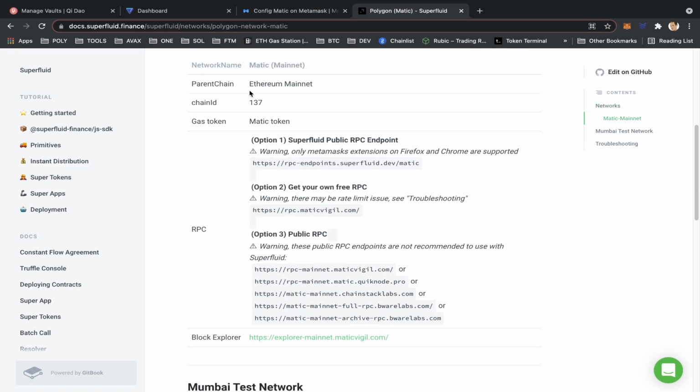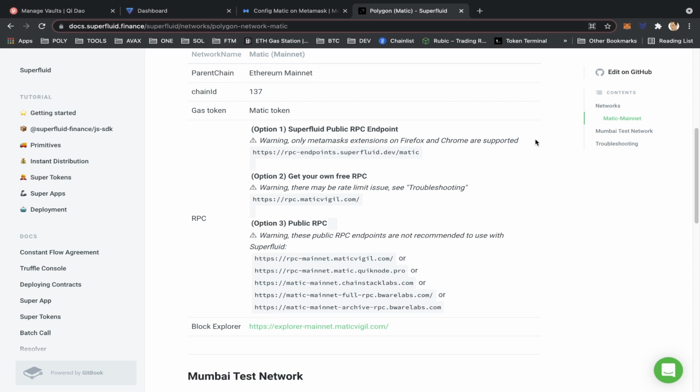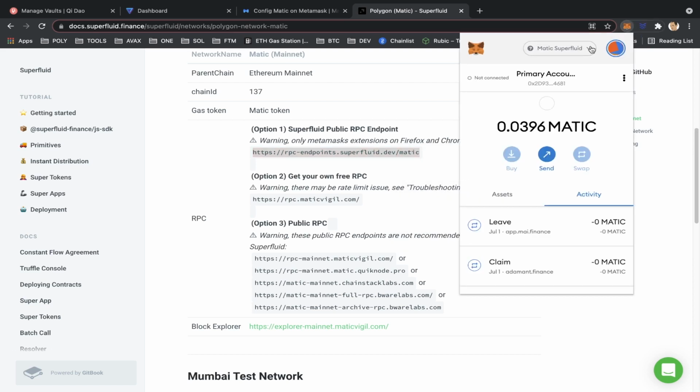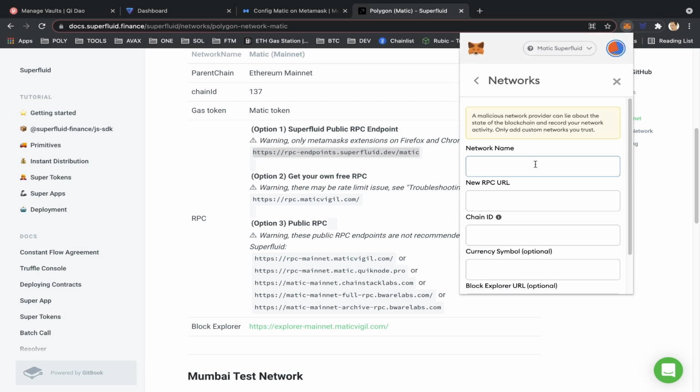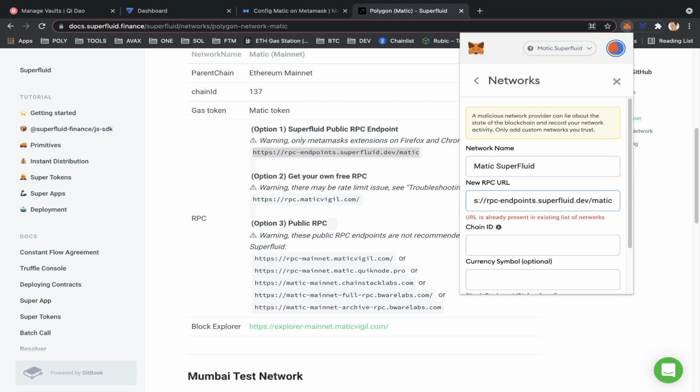I'll leave the link in the description below. Then you can also find all the details for setting up your RPC, just similar to what I showed you before. So I'll explain it anyway. What you want to do is copy this address and go to your MetaMask, scroll down to your RPC, go to custom RPC. You can type the name Matic Superfluid or whatever you wish, and paste in the URL.